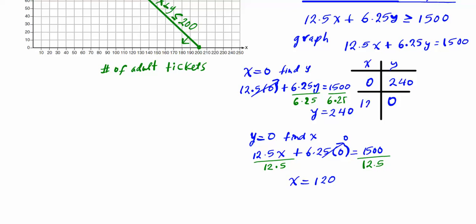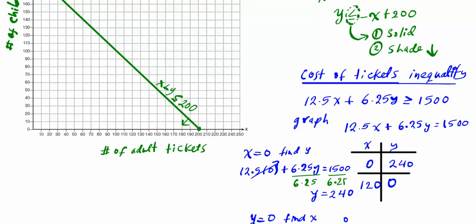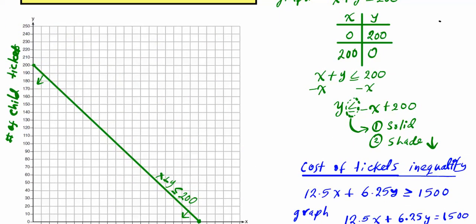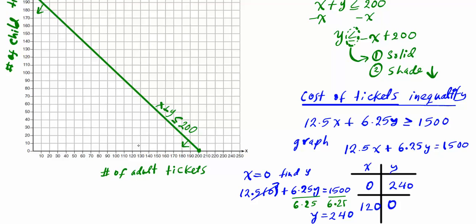Okay, so let's put that right here. So those are the points that we're going to be graphing for the second one. Okay, so y-intercept 240 right here. And then x-intercept 120, where are you? Right there. Bam. All right, so let's draw the line.